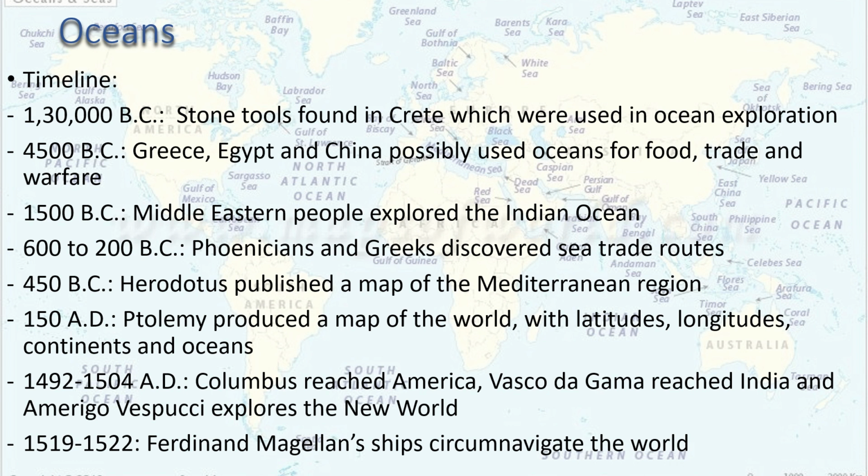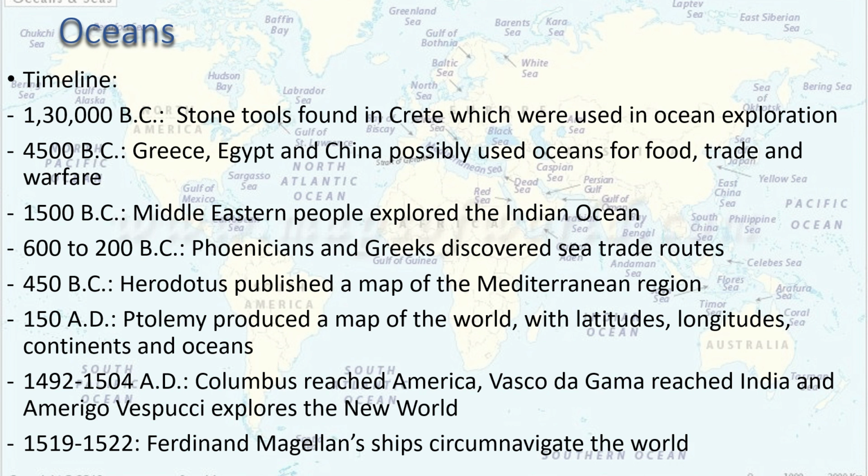Around 4,500 years before Christ, Greece, Egypt, and China may have used oceans for food, trade, and warfare. As you can see, China is here, this has got a huge amount of the ocean facing it. Here we have got Greece and Egypt. Egypt is here, Greece is up here. So these places used the oceans most probably for food, trade, as well as for fighting.